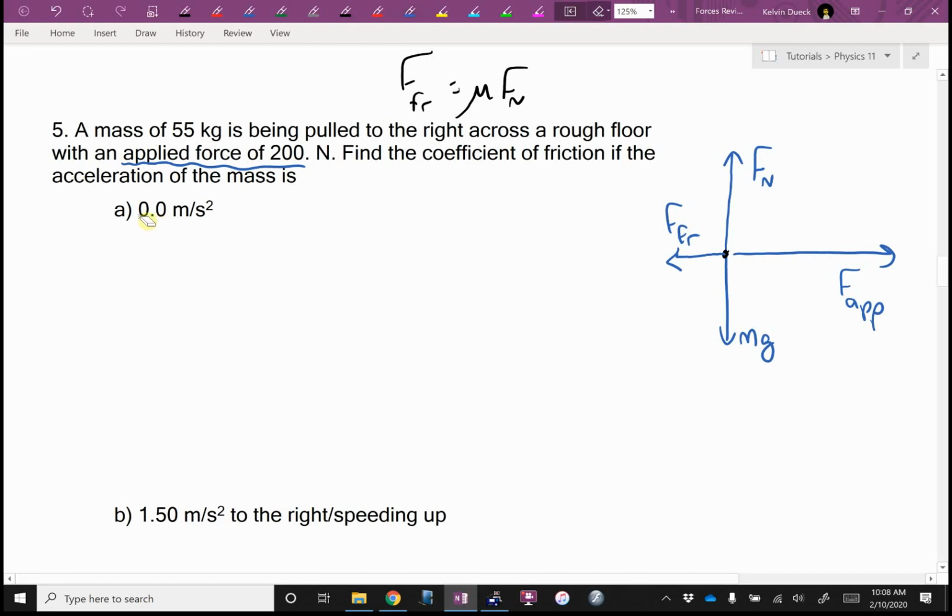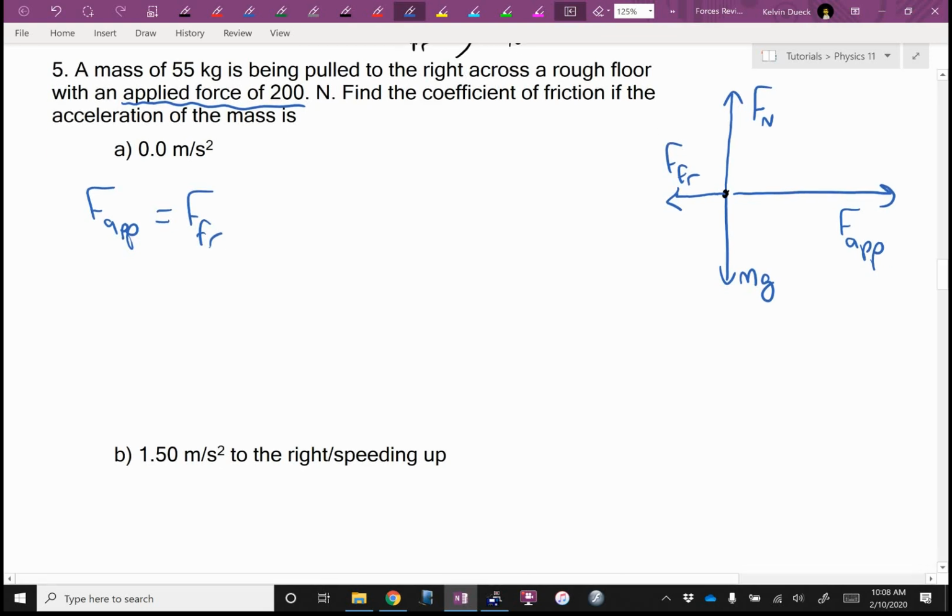In part A, what's our acceleration exactly as a number? So who's winning? It's a. So I could say this: F applied equals friction. I'm going to get the mu by itself in a second, but look at part B. Who's winning if we're speeding up? F applied, yes? Minus friction equals ma.